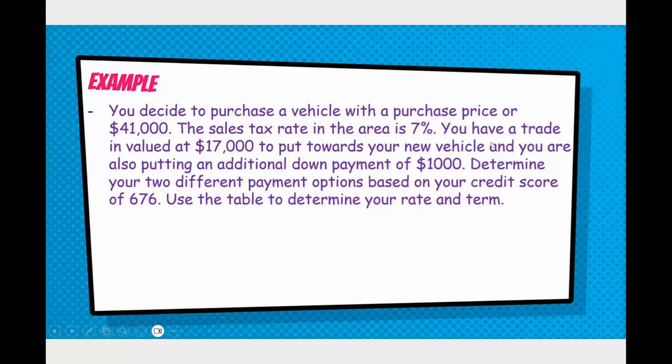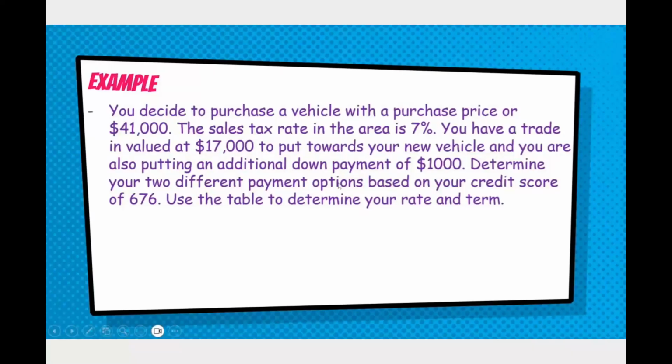Okay. So here's the math part. This is the math that a salesman is going to do. So you decide to purchase a vehicle with a purchase price of $41,000. So I went to the dealership as a buyer with $41,000. The sales tax rate in the area is 7%. So I believe that's the sales tax rate that we're going to use. You have a trade-in valued at $17,000. So I have a trade-in to put in. So this would be stuff that I see on my buyer's card.